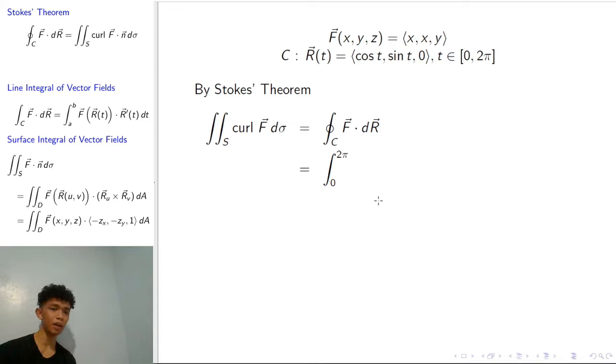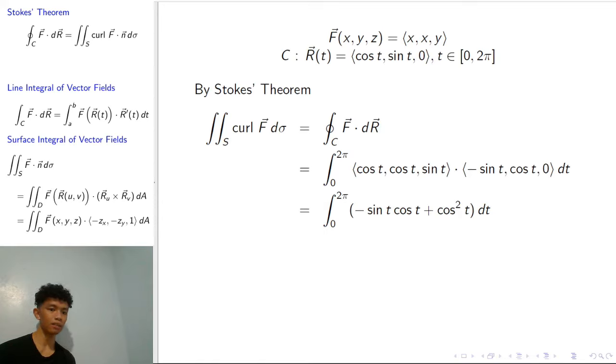And for the dot product, we'll take the dot product of F of r of t. So to get F of r of t, we'll replace every x here by cosine t and every y by sine t. Okay? So you'll get cosine t, sine t, dot with the derivative of r of t, which is negative sine t, cosine t, 0. If you take the dot, you'll just get negative sine t cosine t plus cosine squared t. Let's write out cosine squared t as 1 plus cosine 2t over 2.